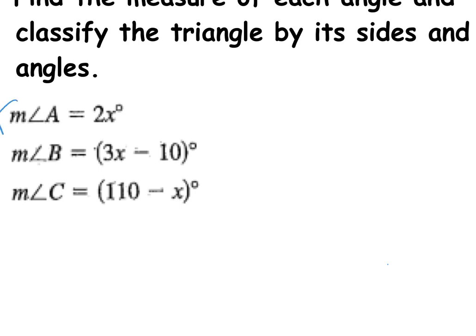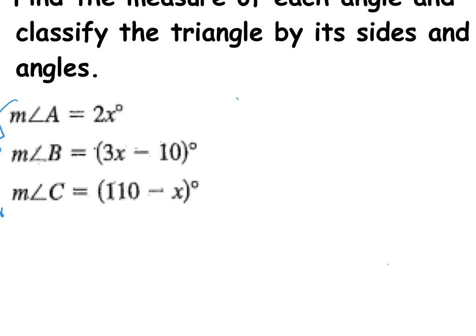Now I know that all 3 angles inside of a triangle have to add up to 180. So we're going to set up an equation that does that. We're going to add up the 2x, the 3x minus 10, and the 110 minus x and set it equal to 180. All right, we're going to start putting those algebra terms together. So we've got our like terms. So we've got 5 minus 1 gives me 4 x's. And you've got a negative 10 plus 110 is 100. And that's supposed to equal 180.